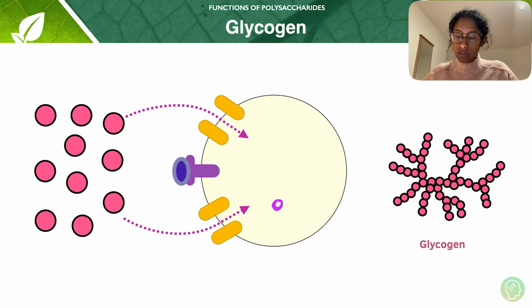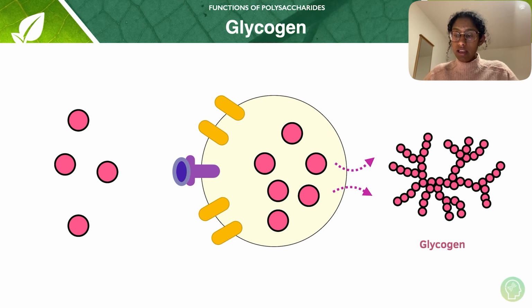So our glucose molecules now move into our cell, therefore reducing our glucose concentration in our blood, and also allowing for any excess glucose that's not used in respiration to be stored as glycogen. Okay, and the main glycogen stores are in the liver and in the muscle.